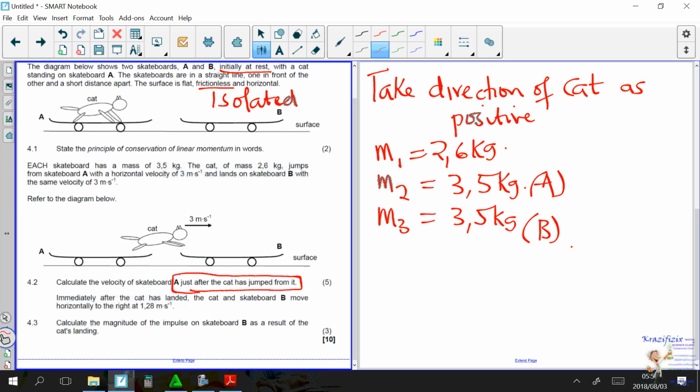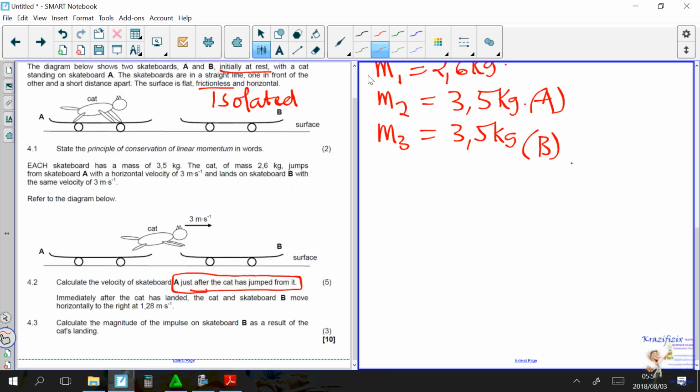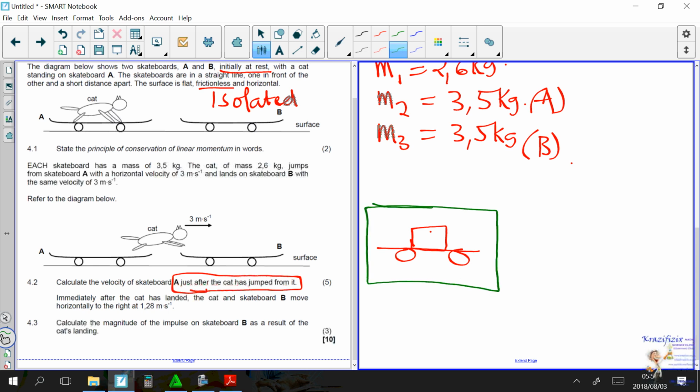We're looking for A. Now what do you notice? Before the cat jumped, each skateboard has a mass. The cat jumps from skateboard A. So we have the skateboard there, not a good artist, and then we have a cat there, which means before the cat jumped, this system is all stationary. Then what happens? The cat now leaps off, which is now the final.